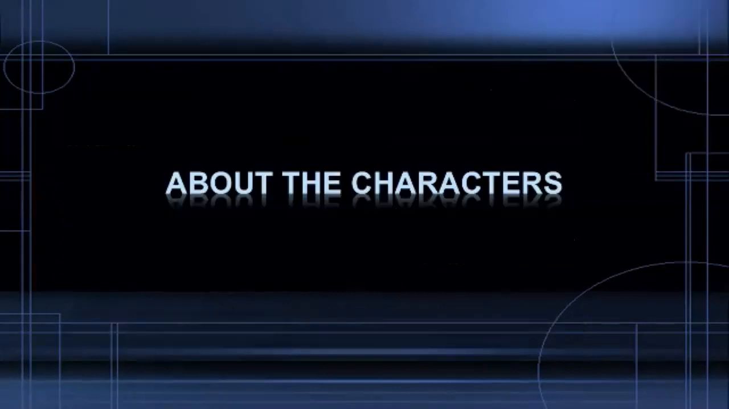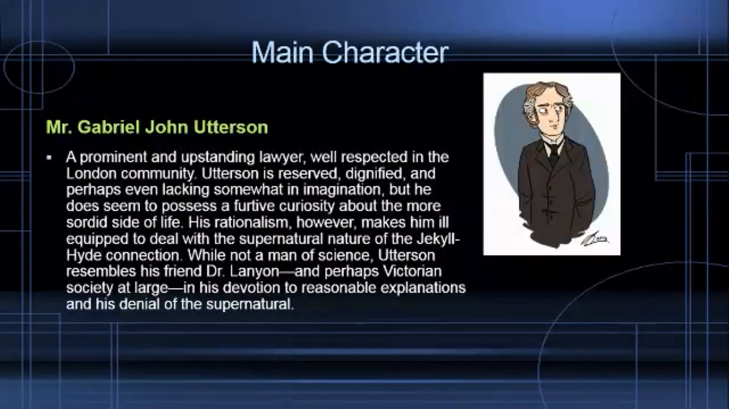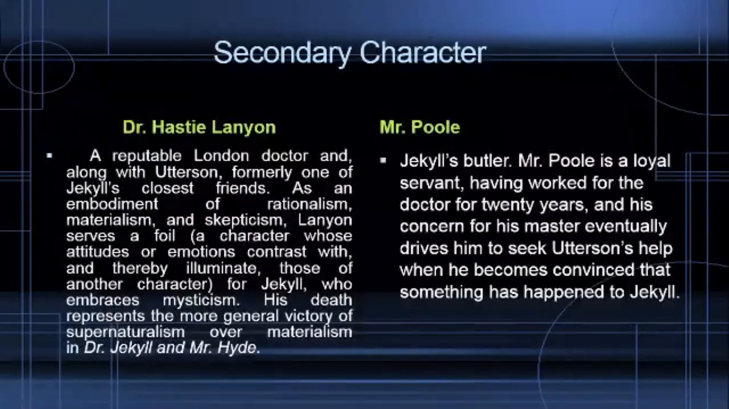Now let's talk about the characters. As the main characters, we have Dr. Henry Jekyll and Mr. Edward Hyde, who in this case is the antagonist of the story. Another very important character is Mr. Gabriel John Utterson. He is very important in this story because he is the narrator. He is a prominent and upstanding lawyer, well respected in the London community.